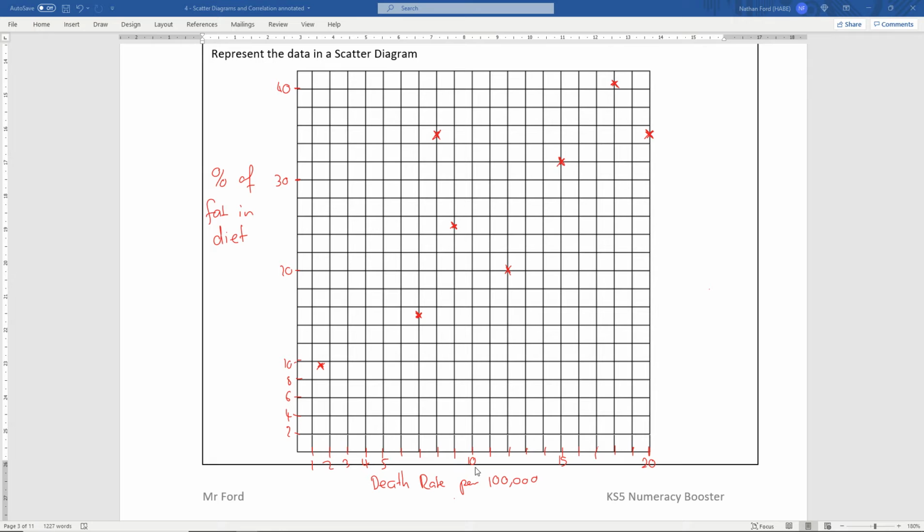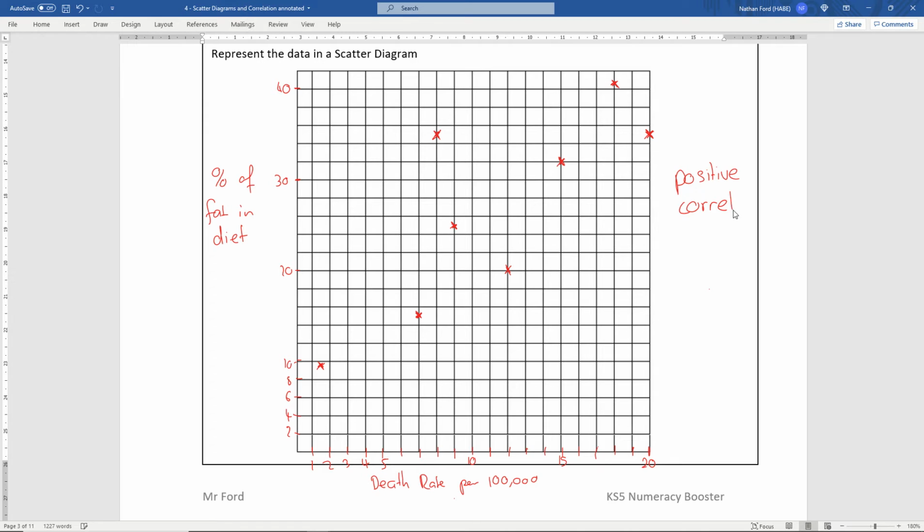Actually, they're going to be the other way around, so I apologize for the way this is, but it's still something then we can consider the causation for. So as death rate goes up, our fat in the diet actually goes up as well. You'll notice that as it's going up, it is like this. So that means we have a positive correlation, because as one rate goes up, the other one's going up.